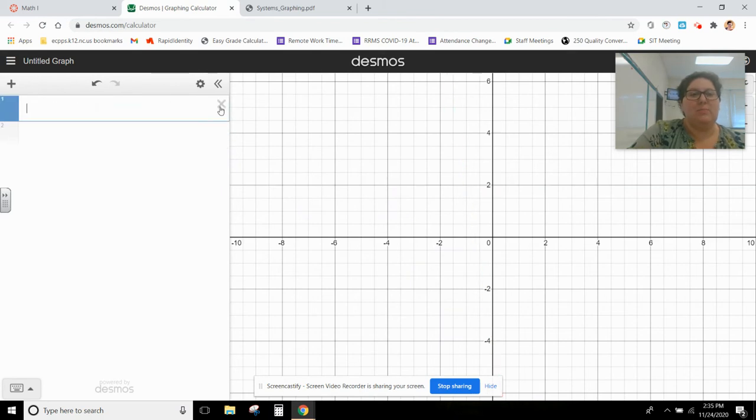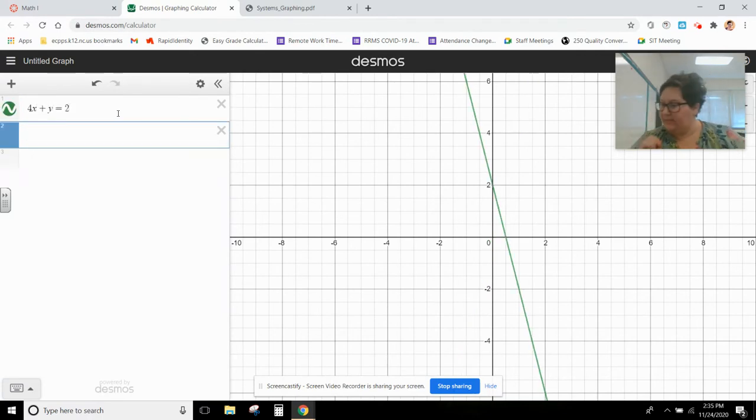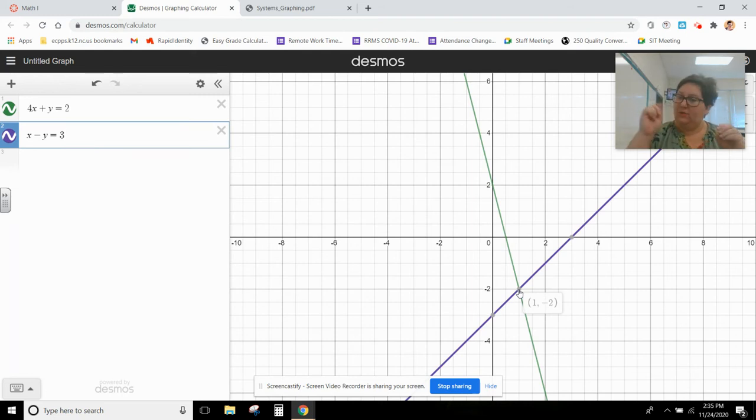So now let's look at example 2. The first equation is 4x plus y equals 2. You hit enter. And the second equation is x minus y equals 3. So I see my system and I notice they touch. You can actually mouse over their point of intersection. So the solution to this system, or the point of intersection, is 1, negative 2. And again, if you're typing these or writing these, I want to see parentheses, 1, comma, negative 2, closing parenthesis.